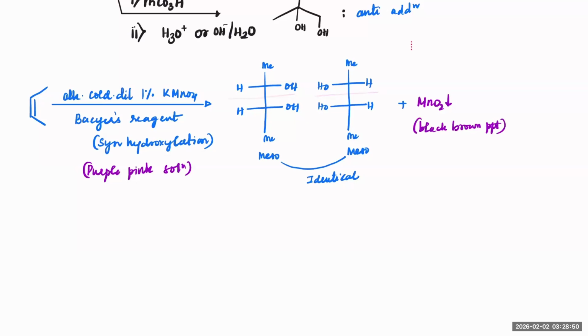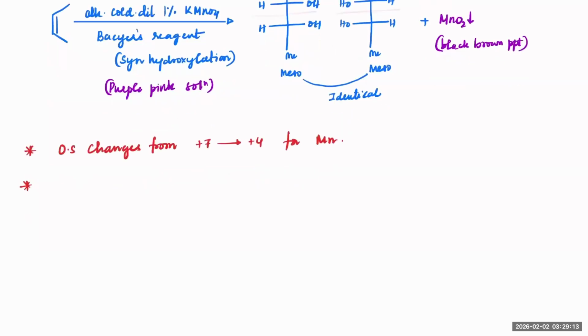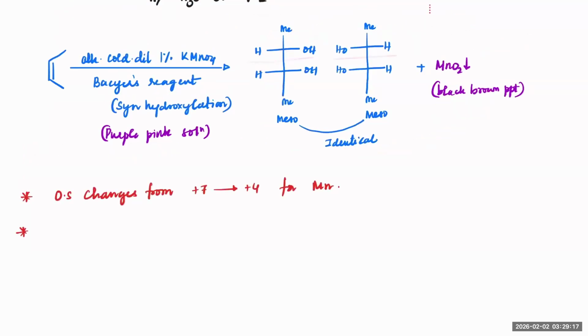Okay, so there are two things to learn from here. One, the oxidation state changes from +7 to +4 for manganese. This is the first part of it. Second, the solution will become colorless. Only this will become precipitate, but the rest of the solution becomes colorless.